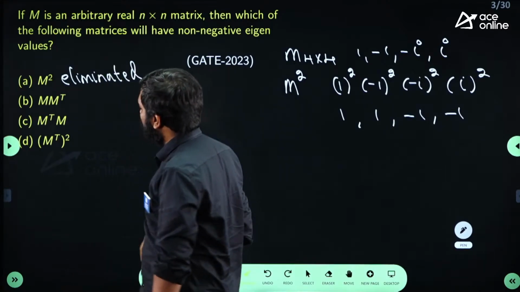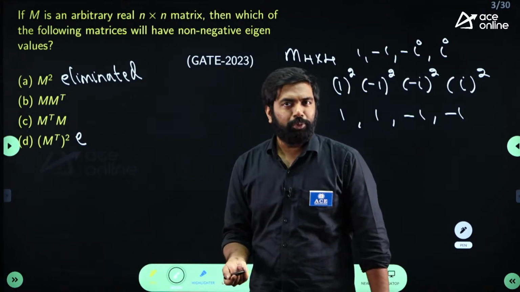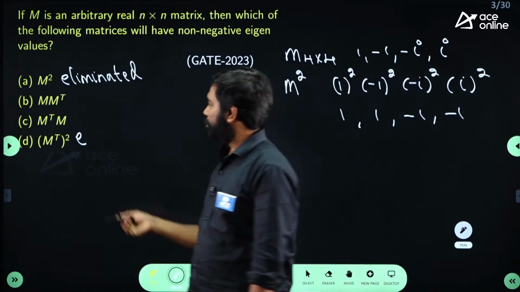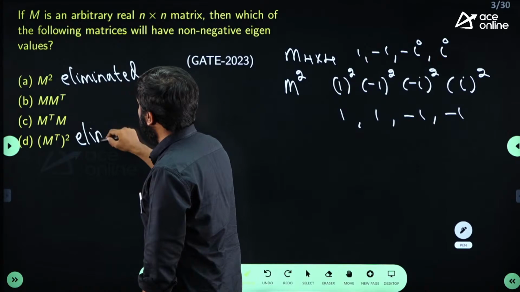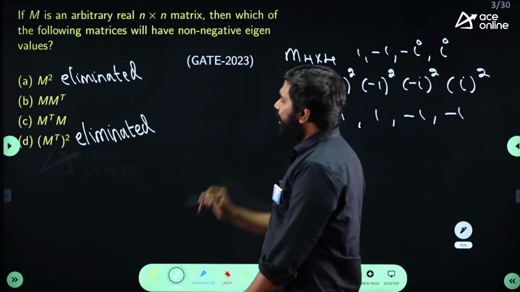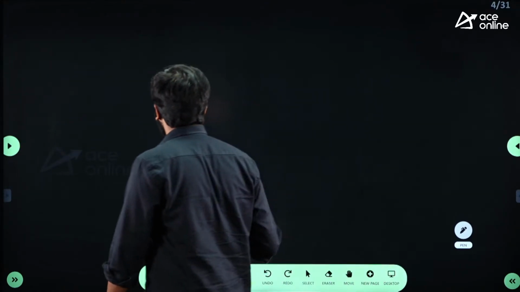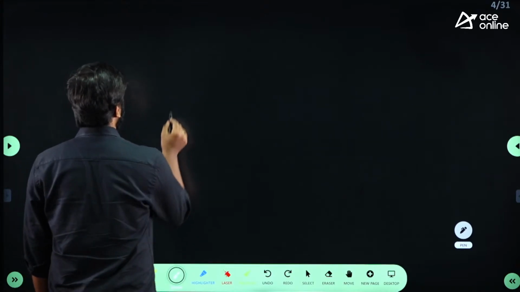In the same way, option D is also eliminated because M and M transpose have the same eigenvalues. So this is also eliminated. So what next? You are left with B and C. Let's analyze. So before I analyze, let me show you one silly thing here.